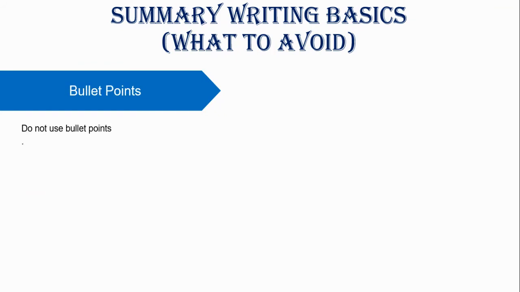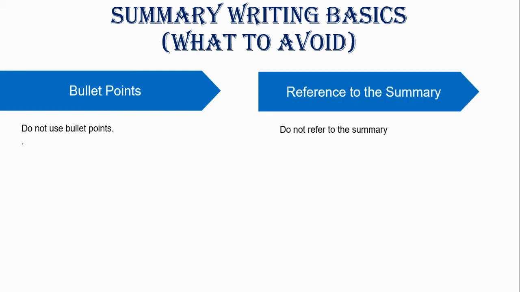Summaries should be written in proper paragraphs, and do not use bullet points. Finally, you should not refer to the summary itself while writing summaries. Do not start summaries with a sentence like "in this summary" or "this summary is about." Just get to the point and start summarizing the original text.